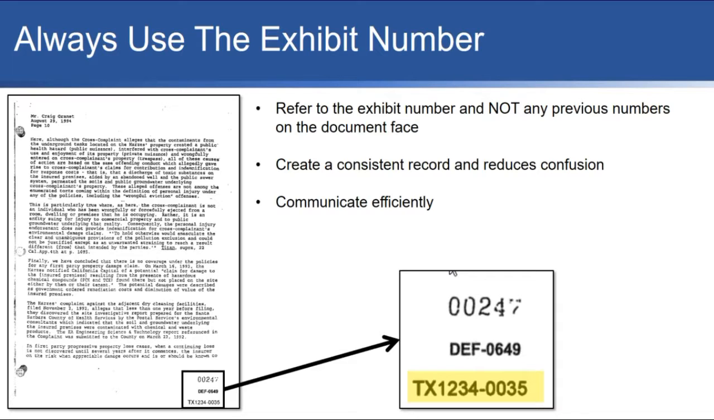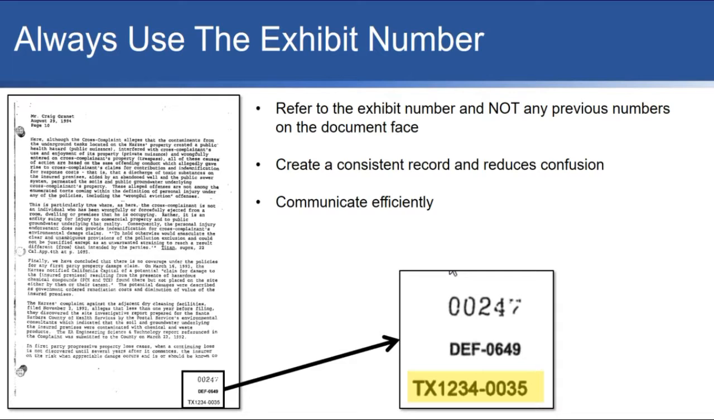Always use the exhibit number. So the legal team should ensure that outlines and references used, especially in court, refer to the exhibit number and not any previous numbers on the document face. Warning: legal teams often neglect to understand the difference between a page number on a document and the exhibit and page number on a document. Always get your team organized around the exhibit page numbering. This creates a consistent record and reduces confusion as to which page to go to for judge and jury.